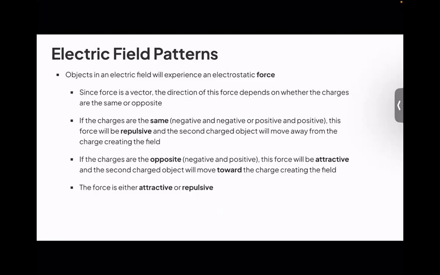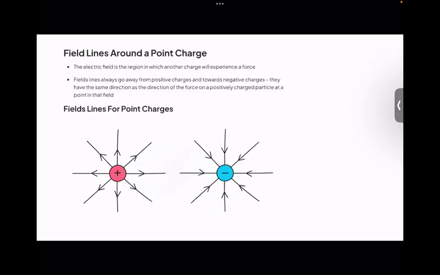Again, this is something which is repeating. If the charges are opposite, they will be attracted towards each other, and if they're the same, they will be repelled. I think this is something you have noted down already, so I'll just move forward. So, field lines around a point charge, I just made you note this down as well, so I think we can move forward from this. It goes away from positive and towards negative.